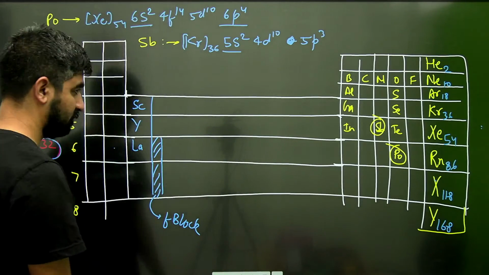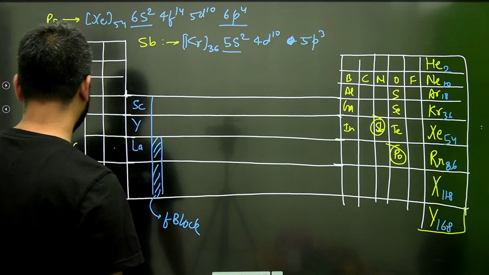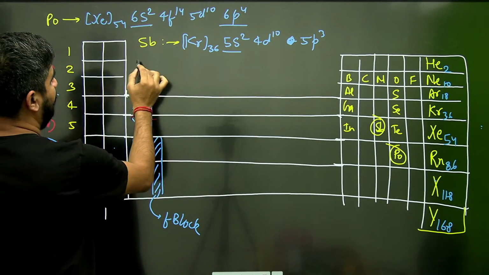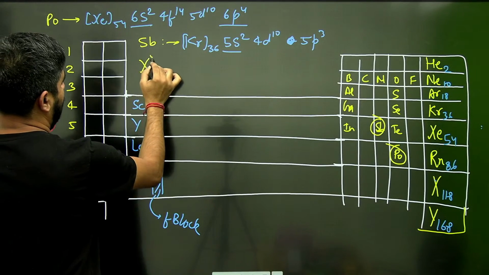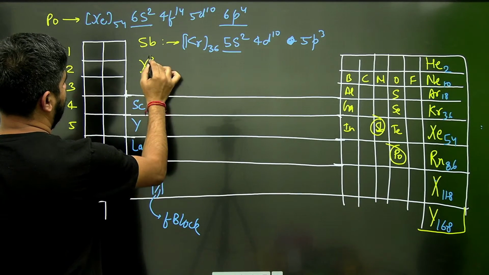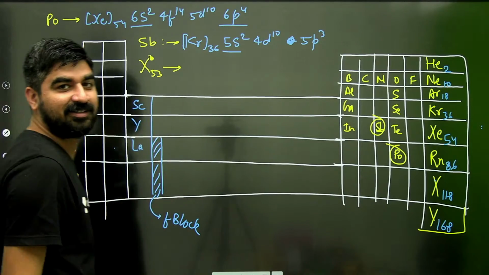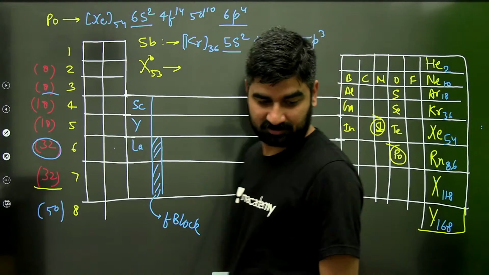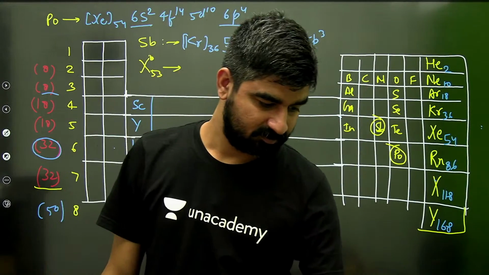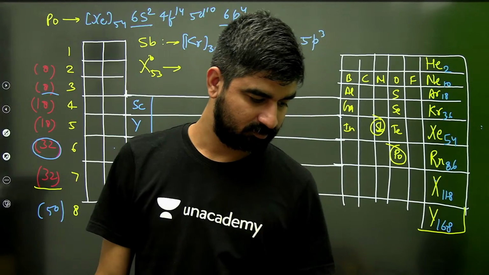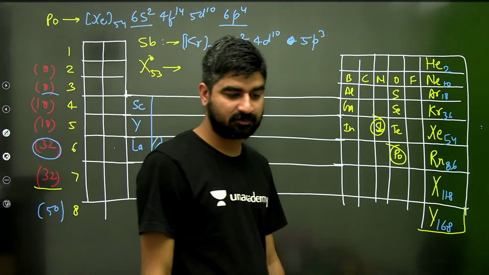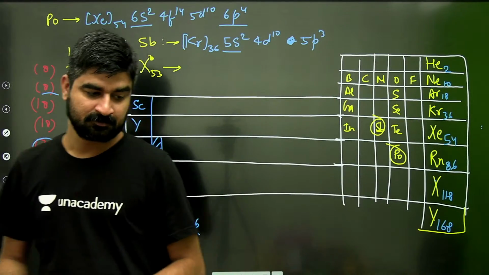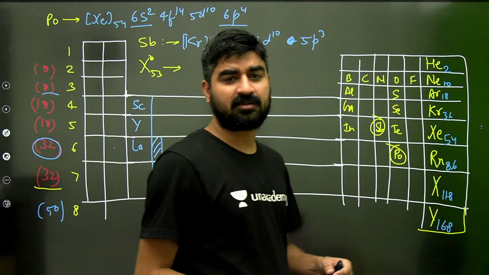Now suppose I ask you to write the electronic configuration for an element having atomic number 53, how will you write it? Atomic number 53, how will you write it? Be fast. Tell me now. Be fast guys.